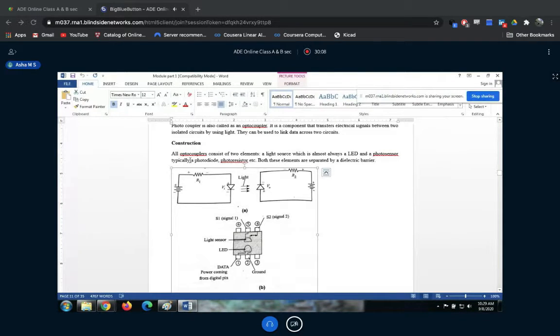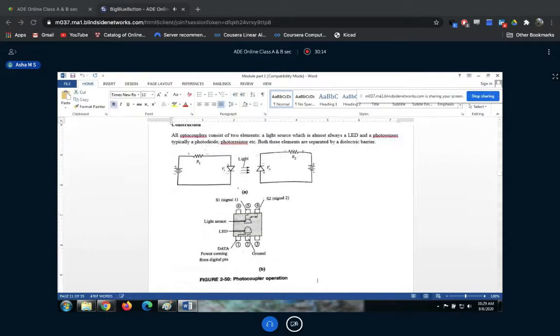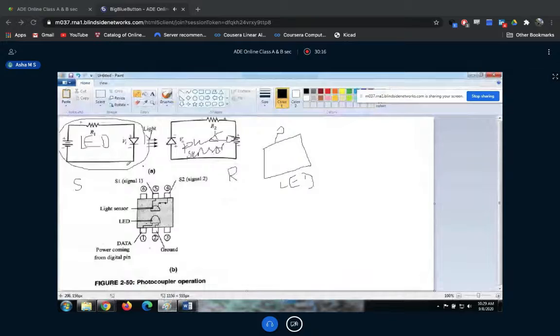Now these two, photo generator and photo sensor, will be isolated with the help of some dielectric isolator. Which is that isolator? You know, the dielectric that we have discussed. It is the silicon dioxide, SiO2. So these two will be separated by silicon dioxide. Here you can see it embedded in the IC in the below diagram. Here you have the photo generator. Here you have the photo sensor.